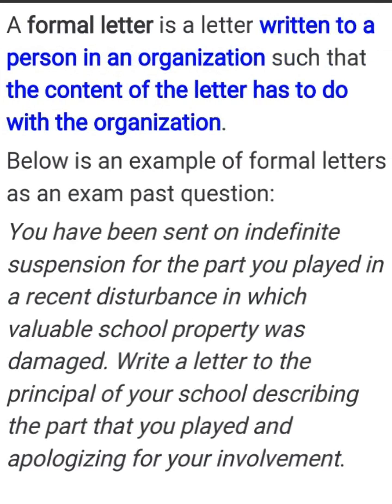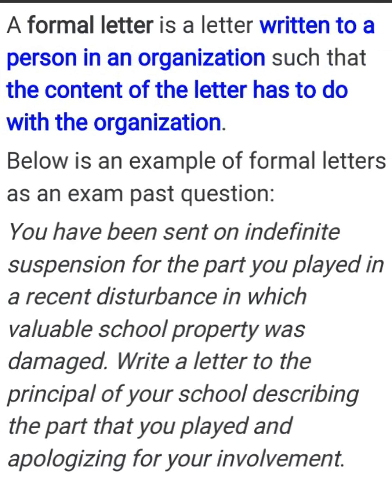A formal letter is a letter written to a person in an organization such that the content of the letter has to do with the organization. Before now, we'd say a formal letter is a letter you write to people you don't know. No! It's not necessarily letters you write to people you don't know. Whether you know the person or you don't know the person, that one is out of it. That's not the issue. You are writing a letter to a person in an organization, and the letter has to do with the organization. That's what we call a formal letter.